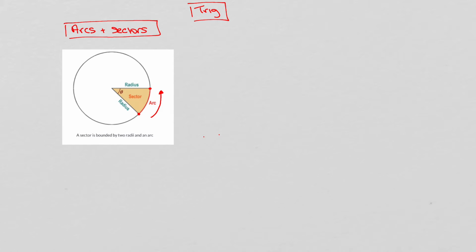So it's basically a fraction of the circumference. Whereas if we look at the sector then, the sector is the area that is bounded between the two radii and the arc that we have just traced out. So the sector is basically like your slice of cake or your slice of pizza. So it's the area taken up by that arc that has been traced out.